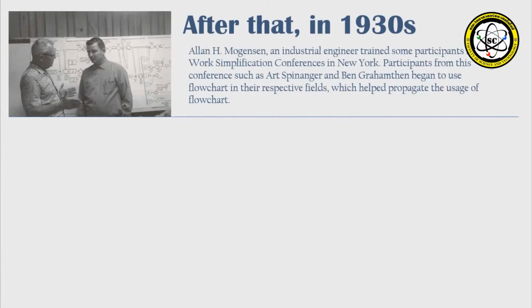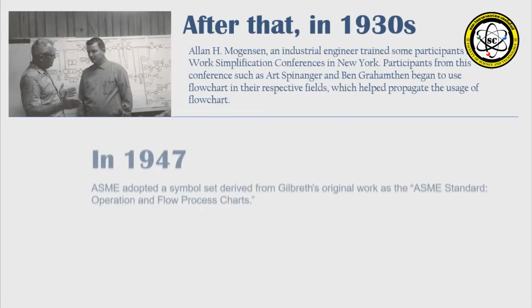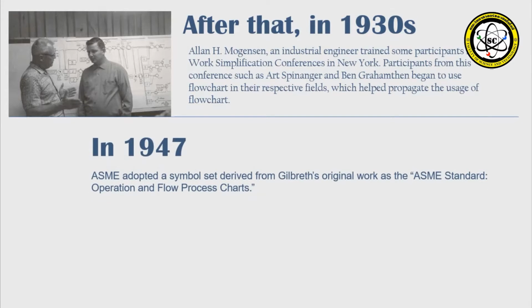After that, in the 1930s, Allan H. Mogensen, an industrial engineer, trained some participants in his work simplification conferences in New York. Participants from this conference such as Art Spinanger and Ben Graham began to use flowcharts in their respective fields, which helped propagate the usage of flowcharts. In 1947, ASME adopted a symbol set derived from Gilbreth's original work as the ASME Standard Operation and Flow Process Charts.